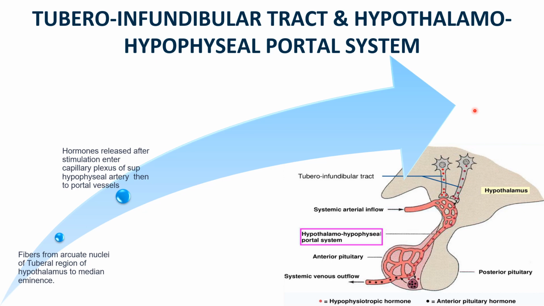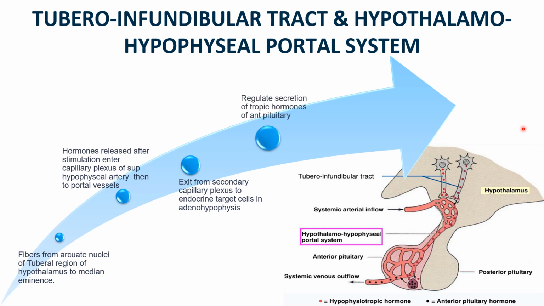So the releasing or inhibiting hormones are discharged into the median eminence, and they enter the capillary plexus of the superior hypophyseal artery. From there, they are transported to the portal vessels, that is, the long portal veins, and then they exit from the secondary capillary plexus to reach the target cells in the adenohypophysis, where they regulate the secretion of the tropic hormones of the anterior pituitary.